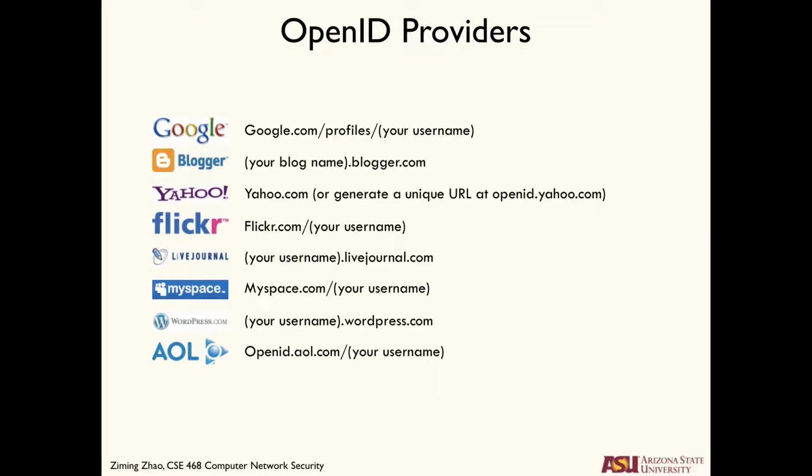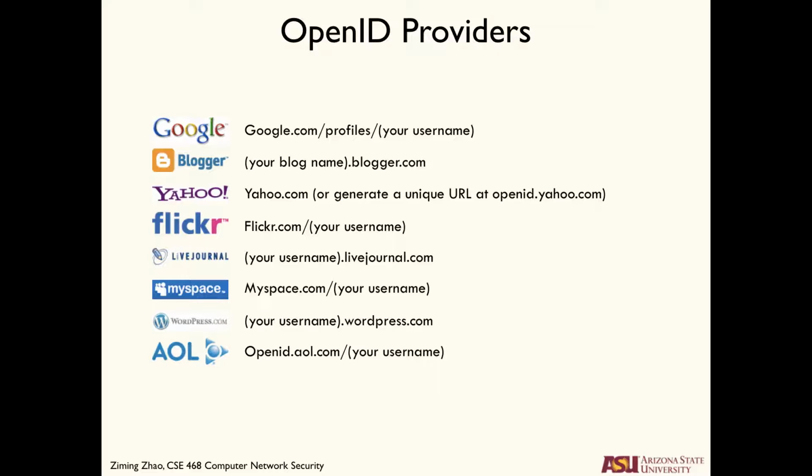So there are many OpenID providers or identity servers. If you use Google, you can use a google.com profile and your Google username as your OpenID. And you see this is different from your Google username, and this is not an email address. This is a URL. And other websites, Yahoo, Flickr, also provided OpenID for a while.